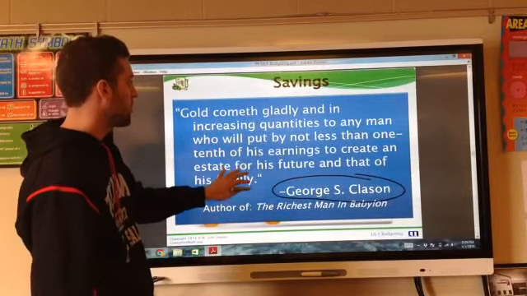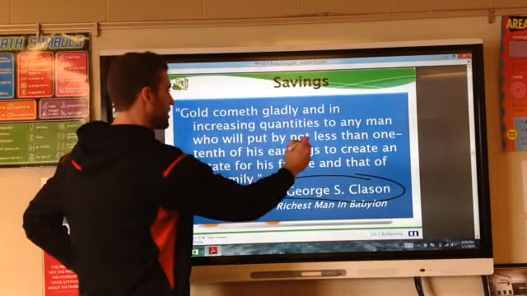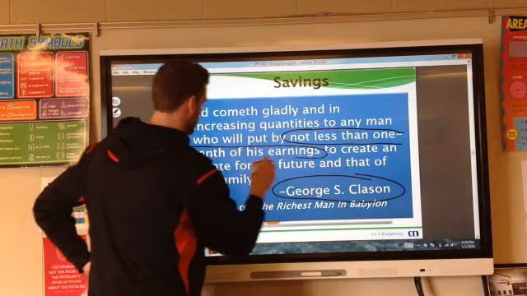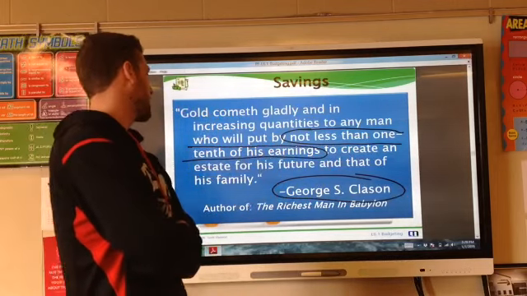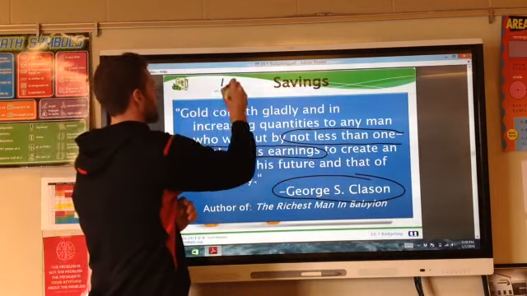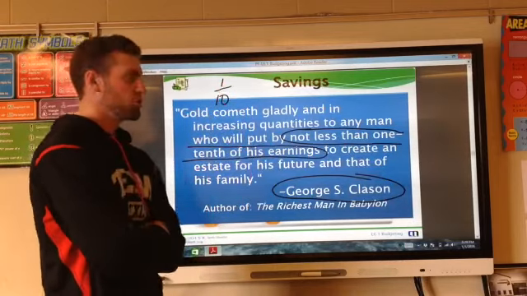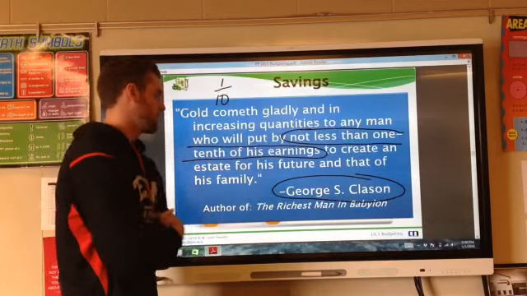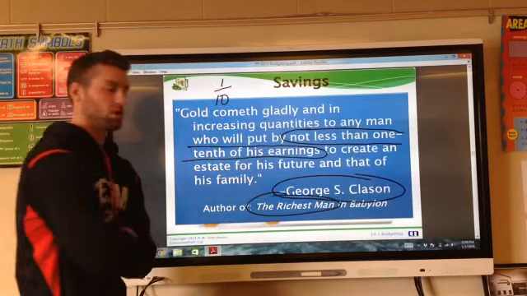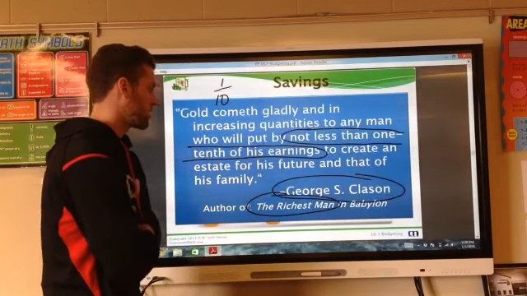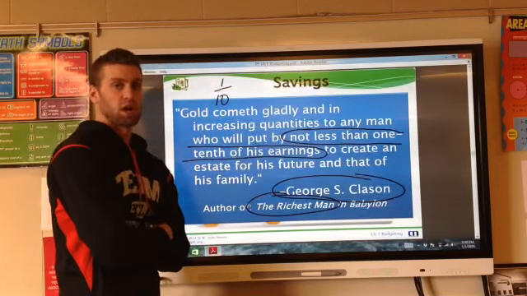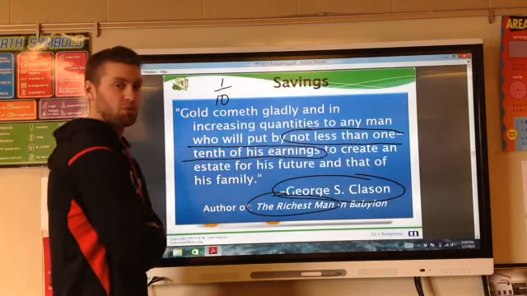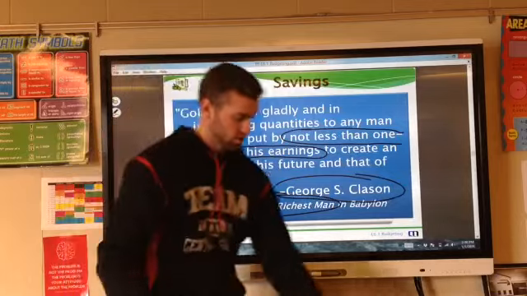Okay, I'm not going to read this whole quote, but nonetheless, right here is the most important part. Not less than 1/10 of his earnings. 1/10, okay, you should put in your savings. If you can save 1/10 of your income, that is one way to become the richest man in the world. Okay, that is what he has claimed, and it's held true for a lot of people. Not obviously like the real richest man in the world, but you'll be very, very well off if you can do that consistently.